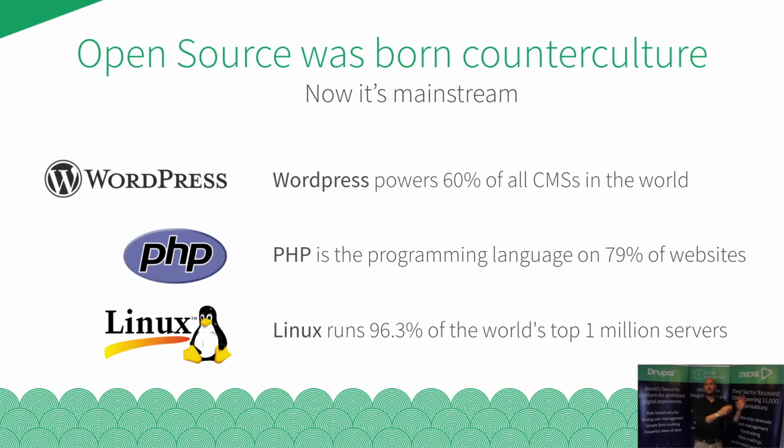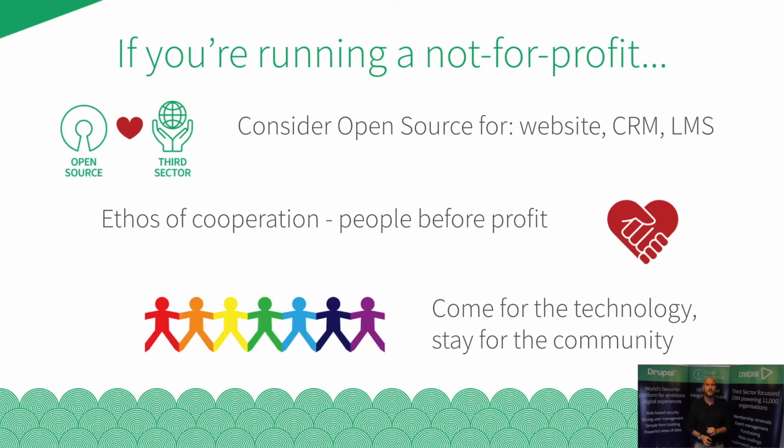So open source may have been born as counterculture back in the 1990s, but now it's very much mainstream because it's proven to be the best model for developing software. So if you're running a not-for-profit, you should consider open source for your CRM, website or other things like your learning management system because of this ethos of cooperation, of putting people before profit. We normally see that people come for the technology and they stay for the community because it's a great place to be with like-minded people.